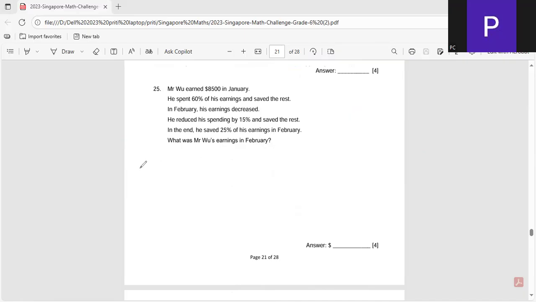So now the information that we have: in January, his earnings were 8,500. He spent 60% of 8,500, which is 5,100, and he saved the rest. So that is 40% of 8,500. So he saved 3,400. Now in February, we don't know his earnings.